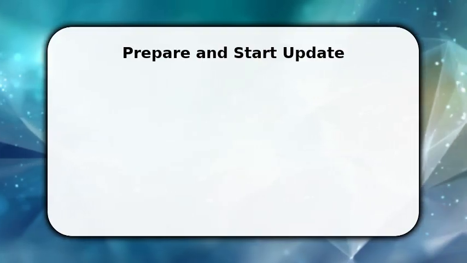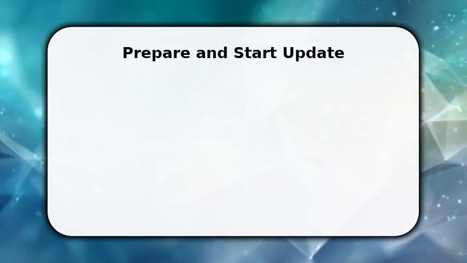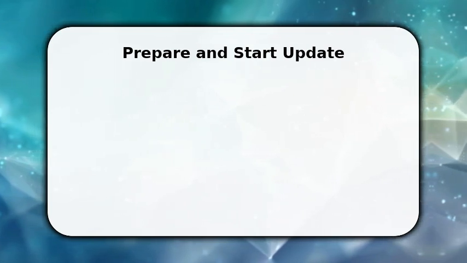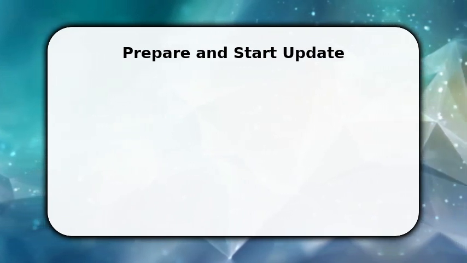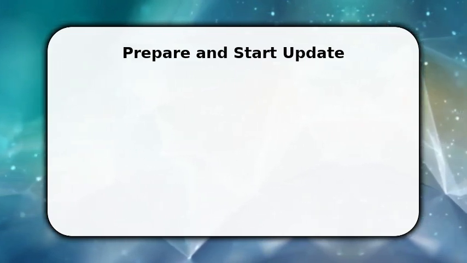You'll begin by preparing the device. Make sure your iPhone has at least 50% battery or is plugged in, and connect to stable Wi-Fi. Back up to iCloud or to your computer now because updates can fail and you want your data safe. Once backed up, open Settings, tap General, then Software Update to start checking.